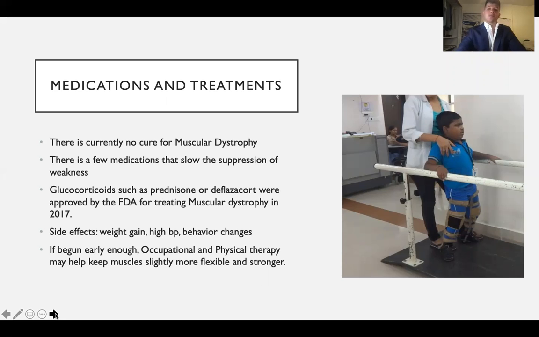And as you can see in this picture, the little boy has leg braces on, and if begun early enough, occupational and physical therapy may help muscles slightly become more flexible and stronger. And that's what they're trying to do here with him walking on the assisted hand beams.